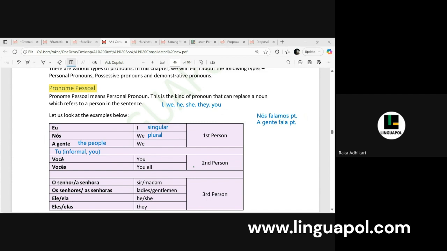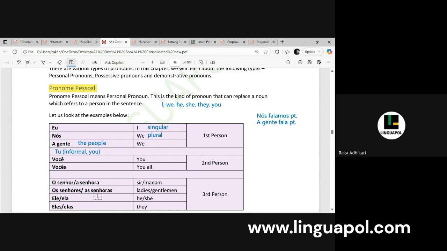We don't have a separate plural for the word tu. Earlier, we used to use the word vós for plural informal you. But nowadays in Portuguese, we do not use that word. So we don't have a direct or literal translation of the plural of tu. We say vocês only in plural. So if I have to say all of you, in that also I will use vocês. I don't have a separate word for that.